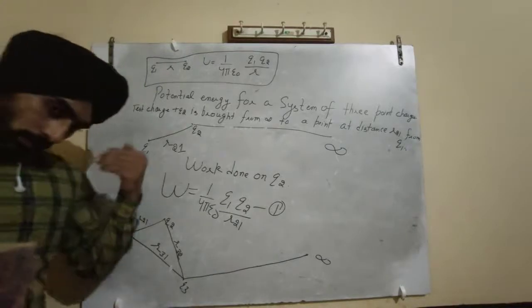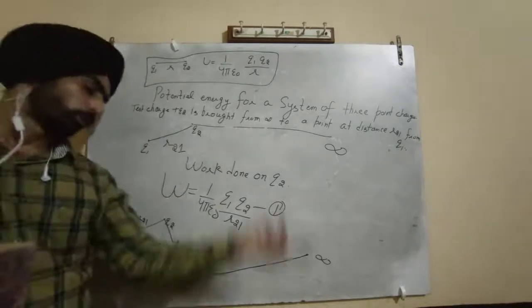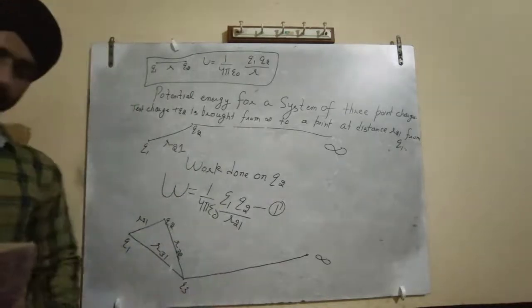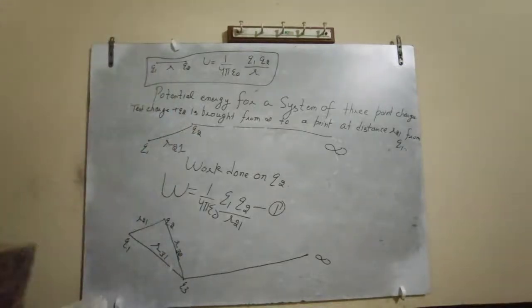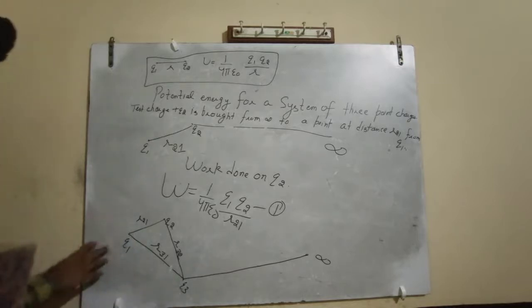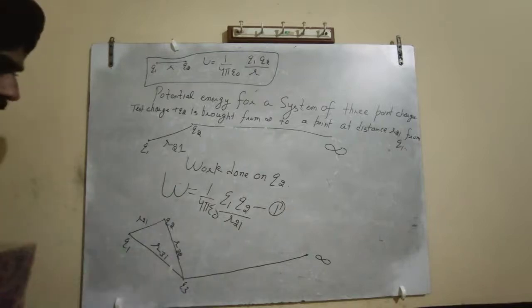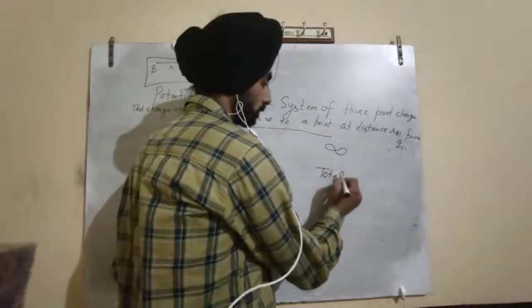Q1 is also applying force on Q3, and Q2 will also be applying force on Q3. So we have to do two works. Both Q1 and Q2 will repel Q3, and you have to do the work. So, total work done on Q3.